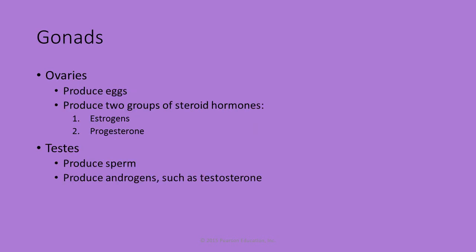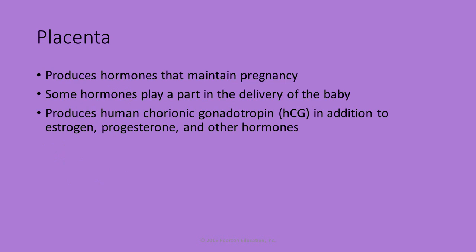In the gonads, you've got the ovaries and the testes. The ovaries are going to produce the eggs. They're also involved with the production of two different steroid-based hormones, estrogens and progesterone. The testes produce the sperm, and they produce the androgens such as testosterone. The placenta during pregnancy does produce hormones that will help to maintain that pregnancy. Some of the hormones will play a part at the time of delivery, assisting with childbirth. In addition to producing estrogen and progesterone, it also produces HCG, the human chorionic gonadotropin hormone.